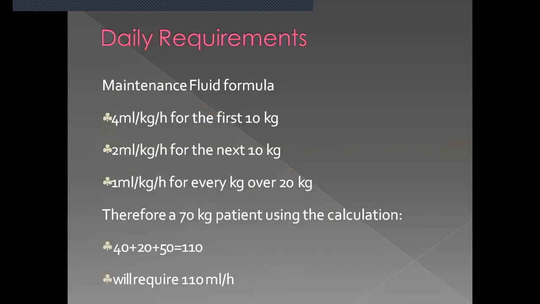So for the daily requirement, the maintenance fluid formula is 4 ml per kg per hour for the first 10 kg, 2 ml per kg per hour for the next 10 kg, and 1 ml per kg per hour for every kg over 20 kg. Therefore, a 70 kg patient, using the calculation 40 plus 20 plus 50 equals 110, will require 110 ml per hour.